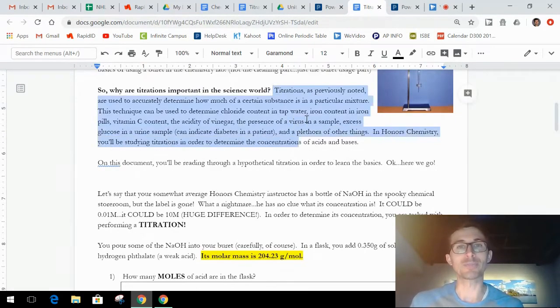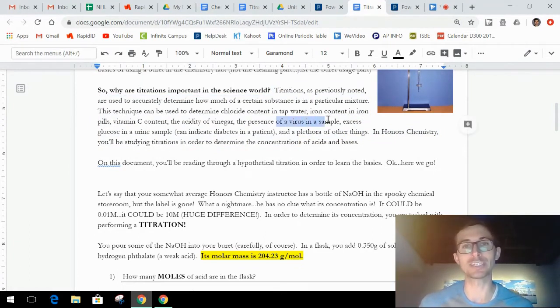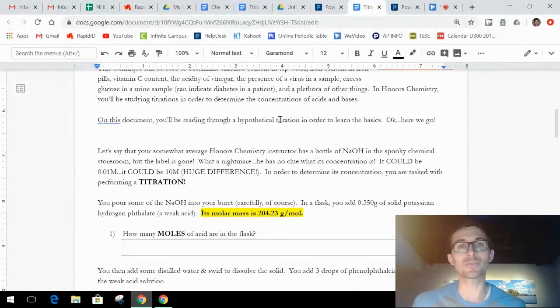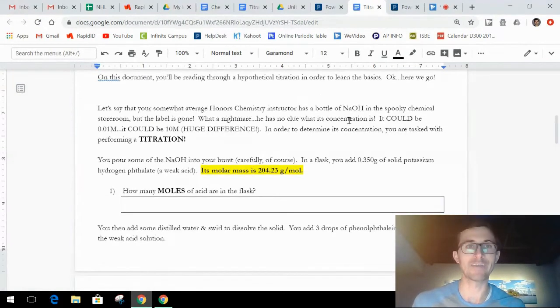Then you can read through here about the importance of titrations in the science world. This is a big one here: presence of a virus in a sample. In this document, we're going through a hypothetical titration just to learn the basics. Normally in class, we would do a sample lab titration to learn how to use it, but we're going to have to do that online here.